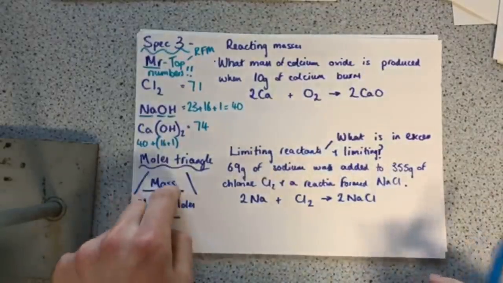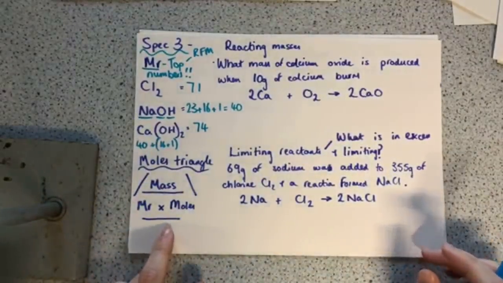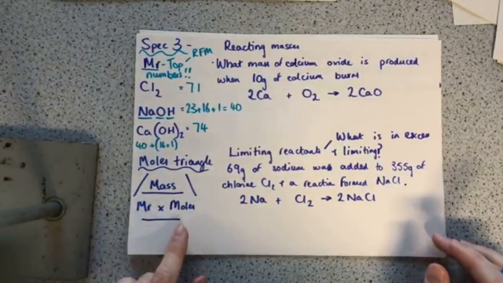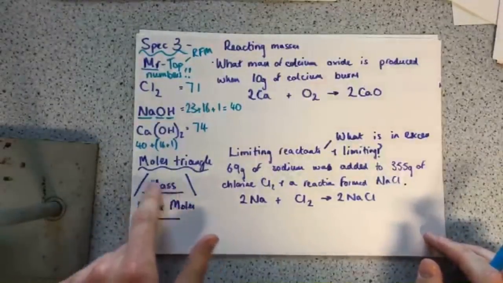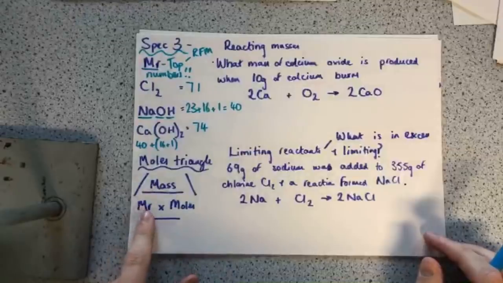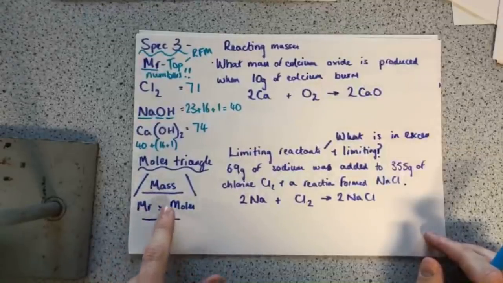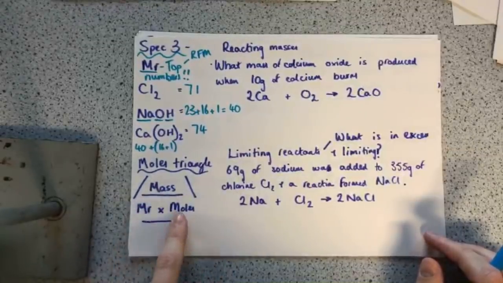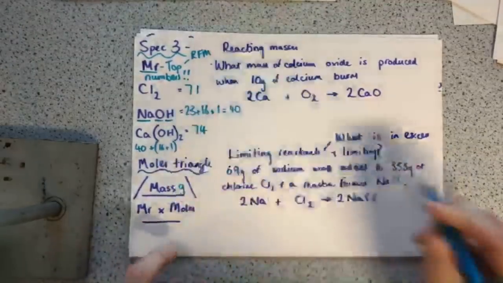Now, down here in the bottom corner, I've pre-written out the moles triangle to try and get this done a bit quicker. So you've got mass at the top of your triangle, and then you've got the MR multiplied by moles. If you remember, mass, Mr, mole, then you can't go wrong, because that will get it in the correct order. And remember, mass is measured in grams.